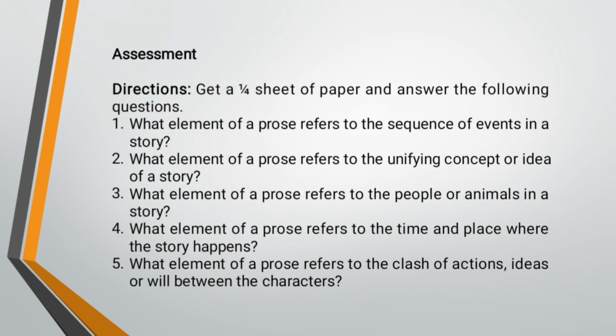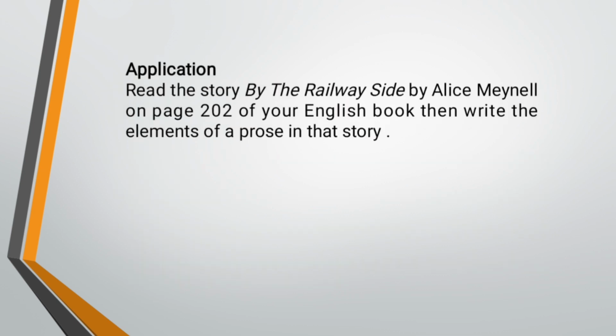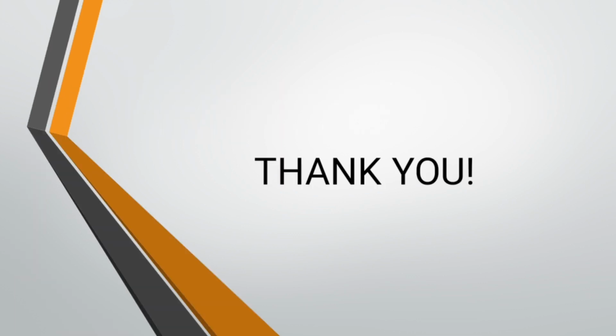Next is assessment. Directions: get one fourth sheet of paper and answer the following questions. And then for application, read the story The Railway Side by Alice Meynell on page 202 of your English book. Then write the elements of a prose in that story. After answering, make sure to submit all your papers. And that's all. Thank you.